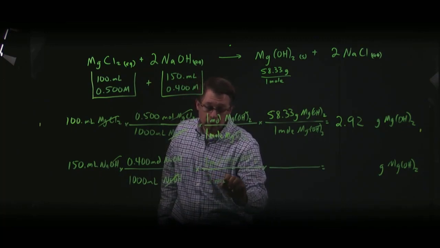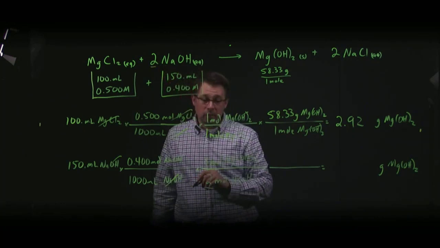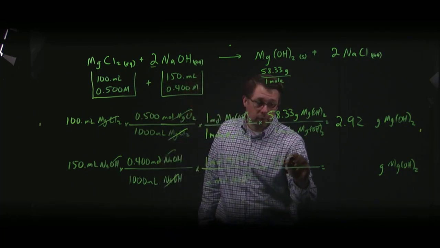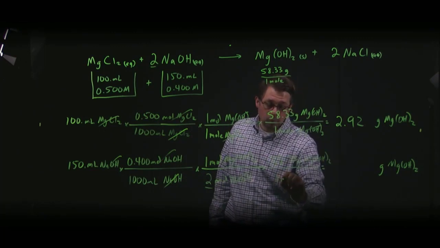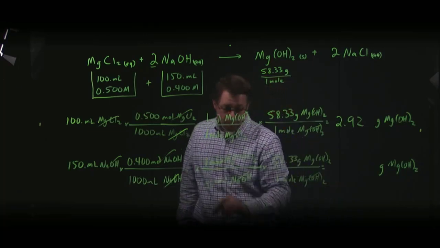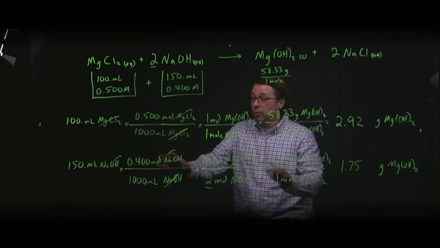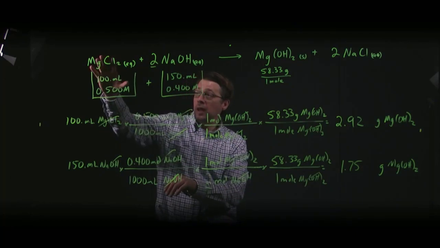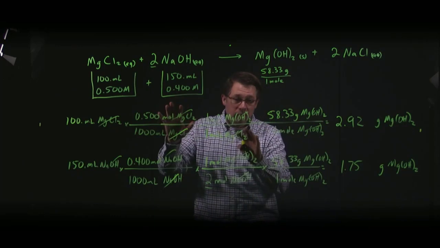Now you'll notice that it's not a 1-to-1 ratio in this case because there's a 2 in front of this in the balanced equation. But my moles cancel. And then I have to do the same thing, 58.33 grams of magnesium hydroxide for every 1 mole of magnesium hydroxide. And those cancel. When I do that math out, I get 1.75 grams. So if I were to take 150 milliliters of 0.4 molar sodium hydroxide and mix it with an excess of this, I'd produce 1.75. But I don't have an excess of either of these.